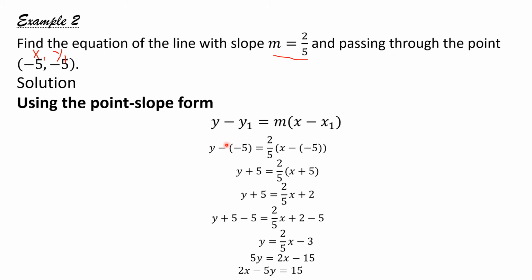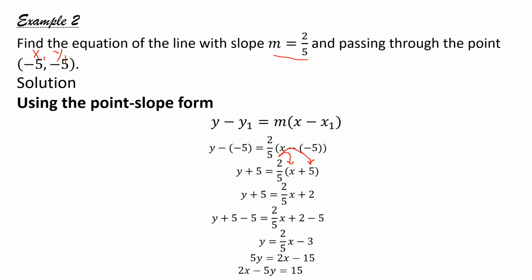Okay, so you distribute the negative sign. Negative times negative 5 is positive 5, equals, and you copy 2/5. Now inside the parentheses, since this is PEMDAS, we do the parentheses first. So copy x, and negative times negative 5 is positive 5. So simplifying, applying distributive property, y plus 5 equals 2/5 times x, that is 2/5 x, and 2/5 times 5 is positive 2. So we applied the distributive property. Multiply, we are multiplying.